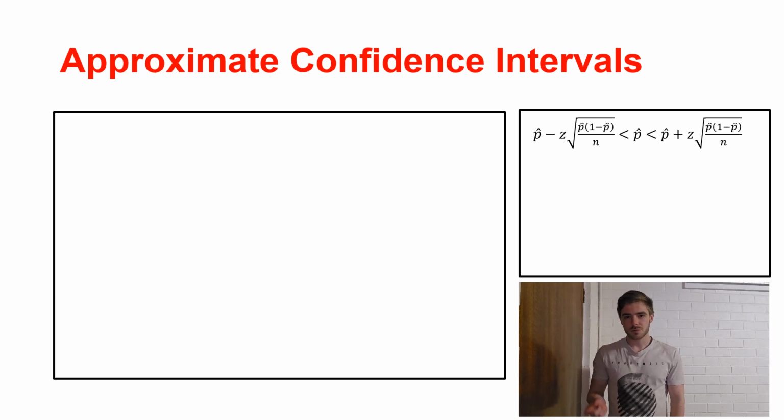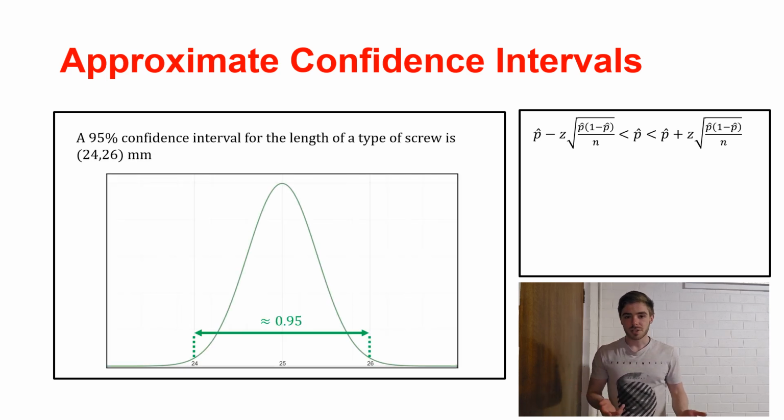There is a slight nuance to interpreting approximate confidence intervals for this area of study. Normally, we would think of a confidence interval as just some percentage likelihood that your outcome will fall between some lower bound and some upper bound. For example, a 95% confidence interval for a type of screw might be between 24 and 26 millimeters, where we're 95% certain that our length of screw is going to be somewhere between 24 and 26 millimeters.